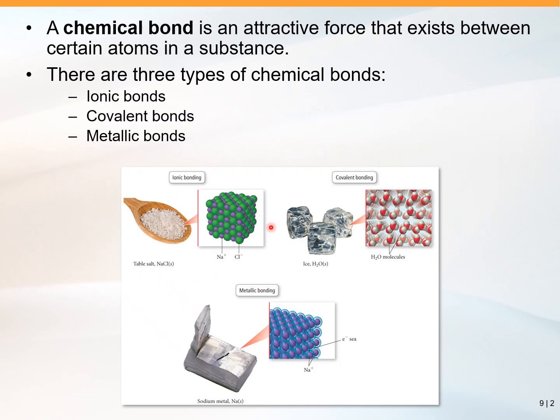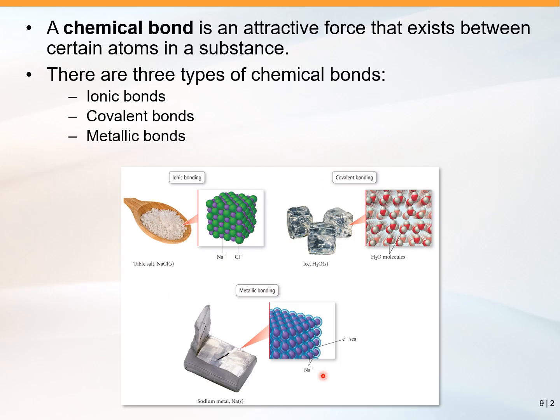In ionic bonds, electrons are transferred. This results in ionic compounds. In molecular compounds or covalent compounds, electrons are shared. This kind of bond is called covalent bonding.